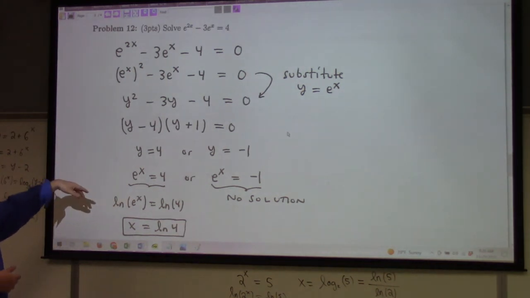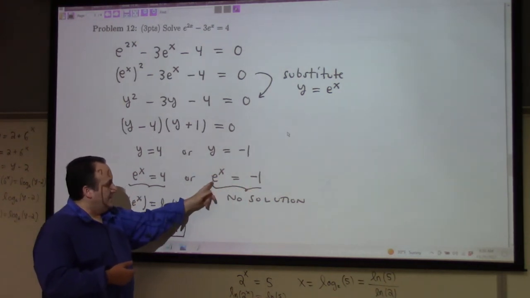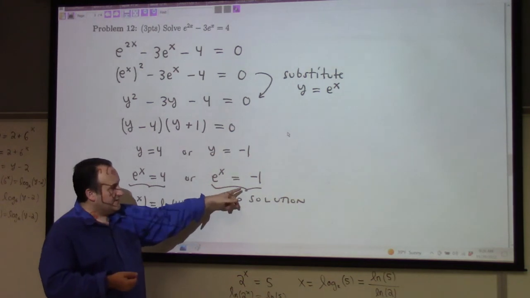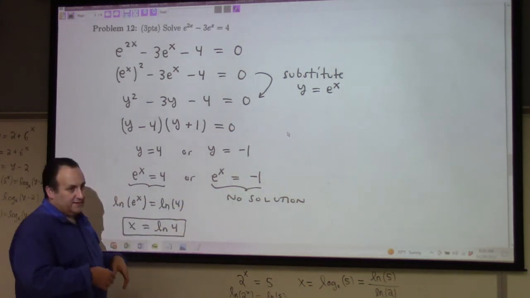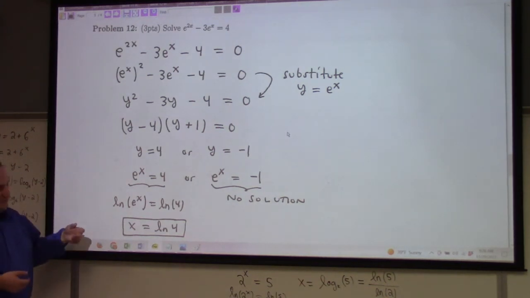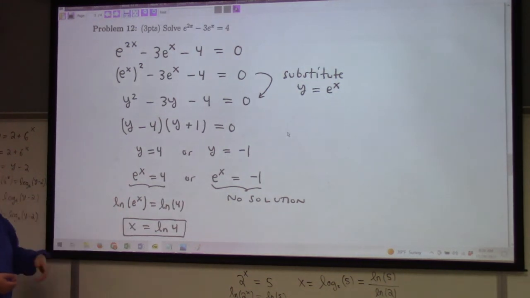But of course, we can't solve e to the x equals -1 because we know that the range of e to the x is 0 to infinity. So when you try to solve e to the x equal to something negative, you can't do it. If you take the natural log of both sides, you'll get natural log of -1, which says what? Error. So if the calculator says it, it must be true. Take the natural log of this, we get x equals ln 4. That's your answer there.